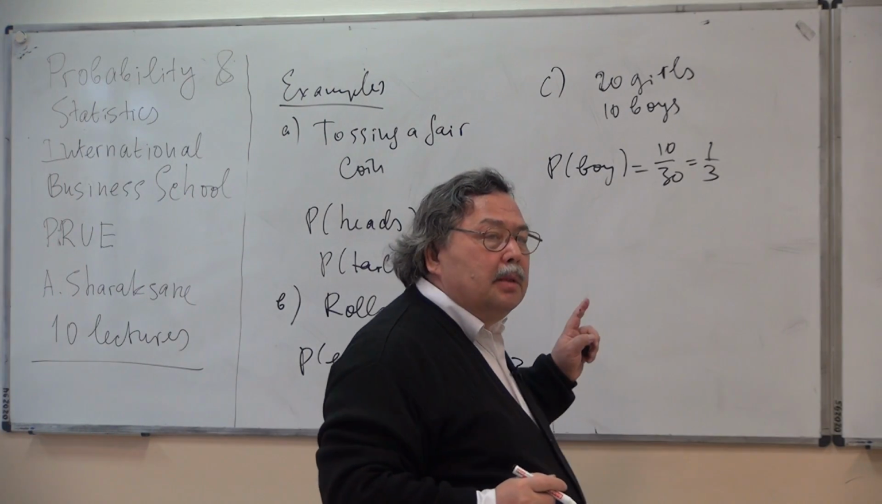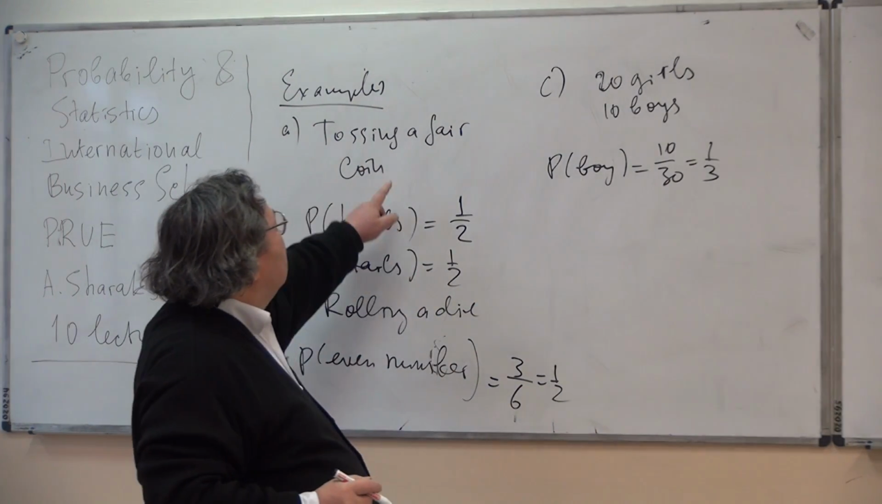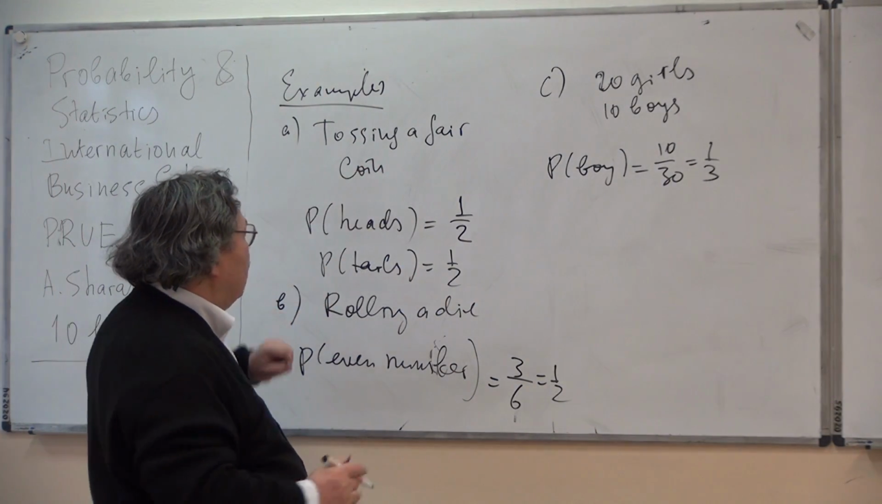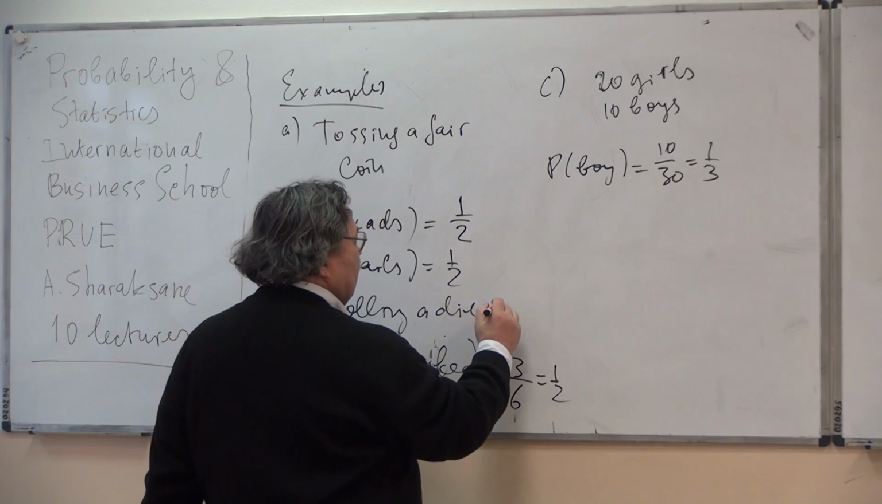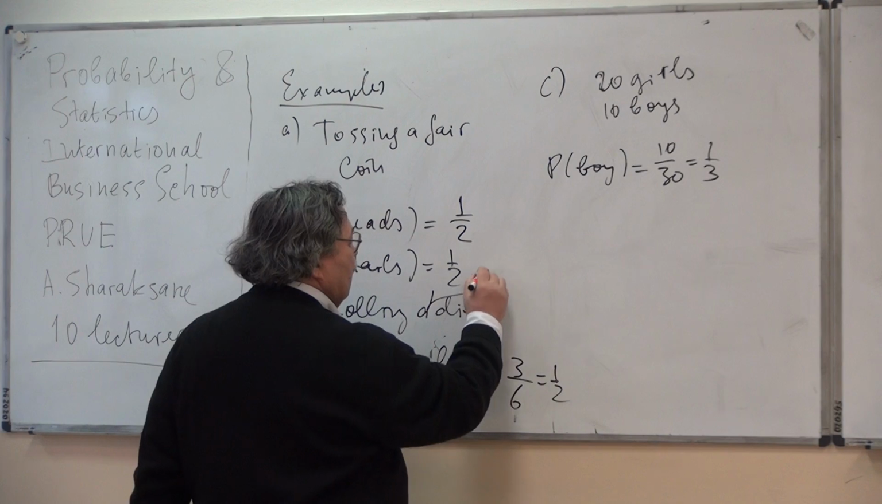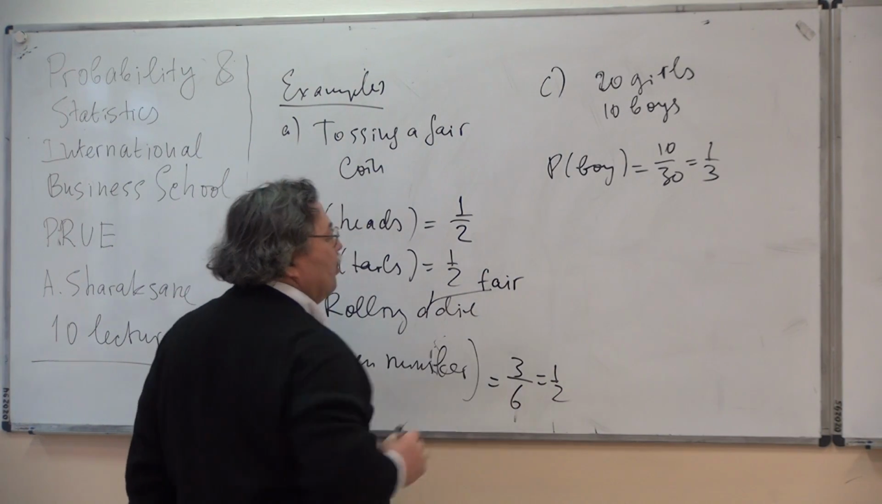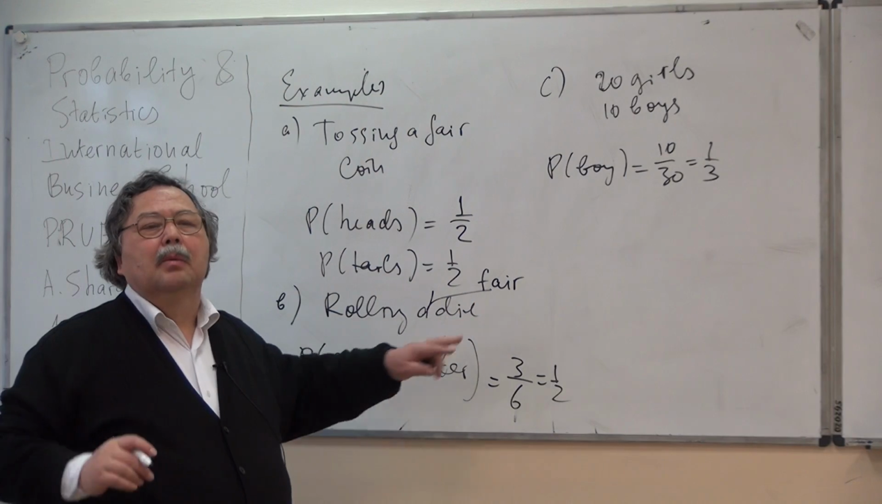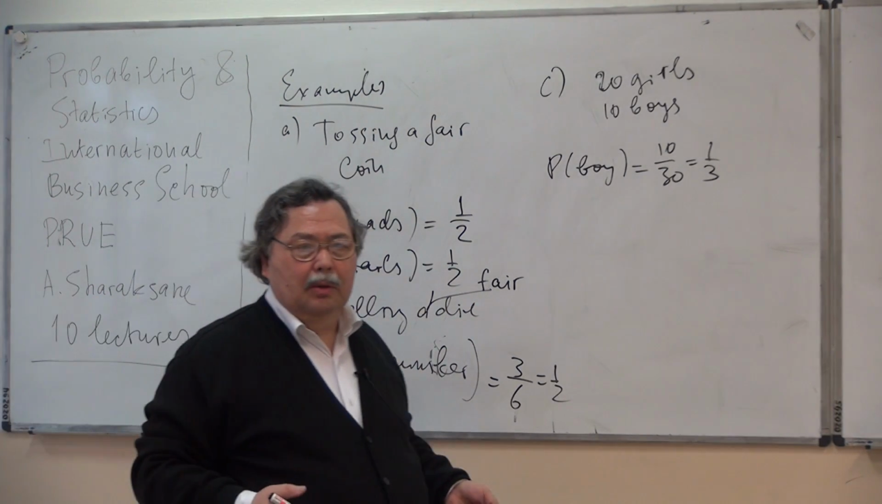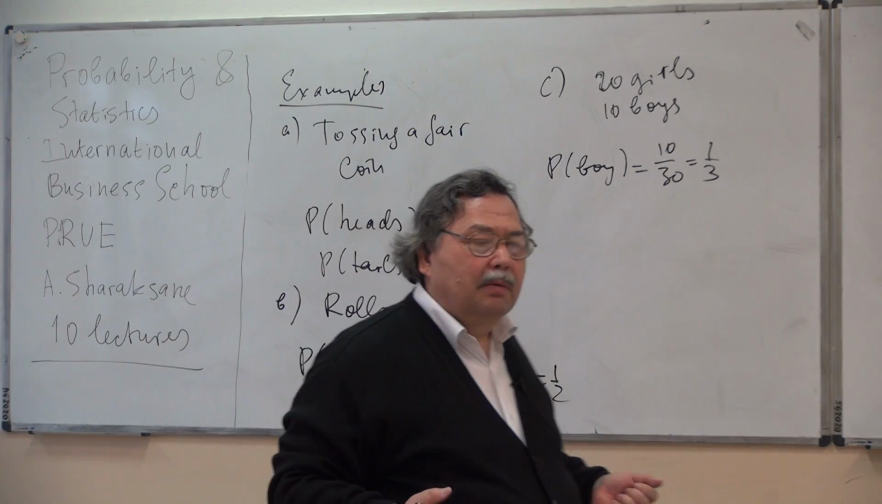But please notice that here we assume that the coin is fair, and also the die here is assumed to be fair. I will not be repeating this each time. Whenever we say that we roll a die, we always assume that it's fair.